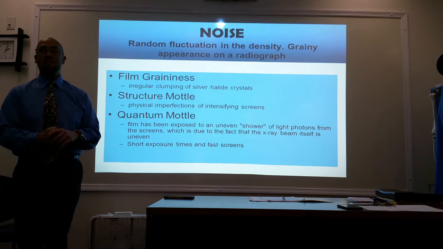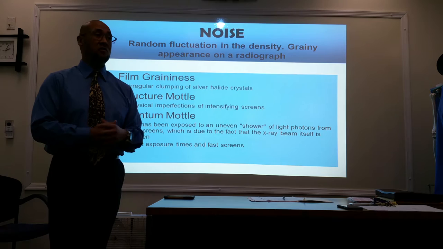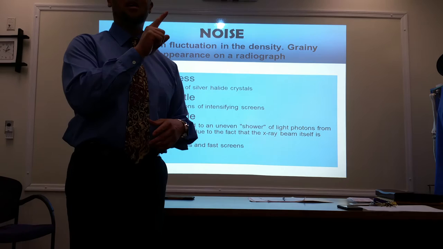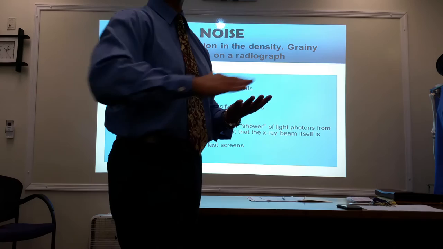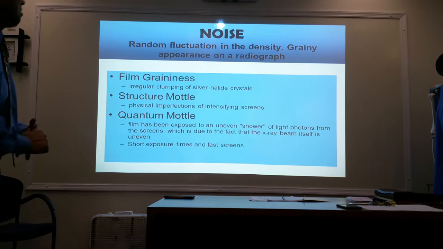Okay? Let's talk about the intensifying screen. What is the active ingredient in the intensifying screens? They're also crystals, right? They're phosphors. Remember your phosphors? The phosphors in the intensifying screen convert the X-rays into light. So if those phosphors aren't spread out evenly as well, and they're clumping up in different areas of that intensifying screen, you're going to get structural mottle or structural graininess. All right, so one is film, the other one is intensifying screen.